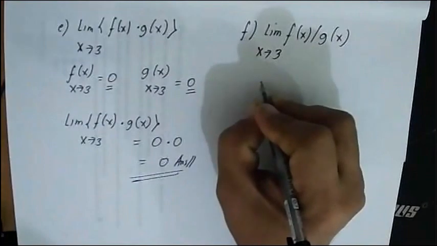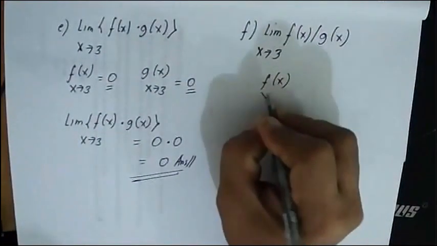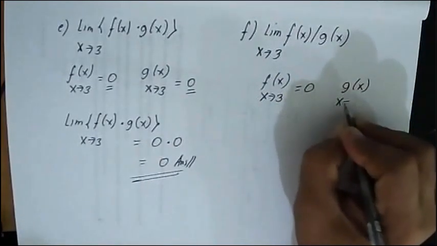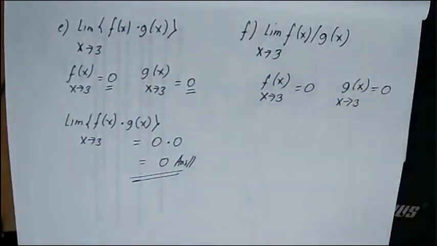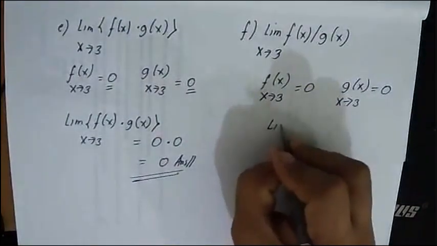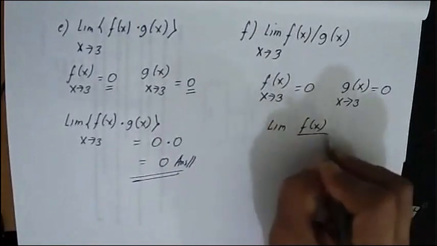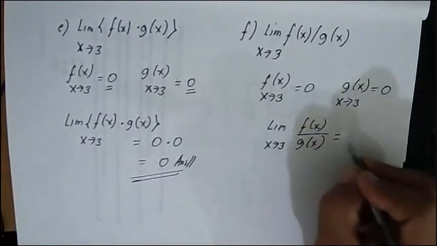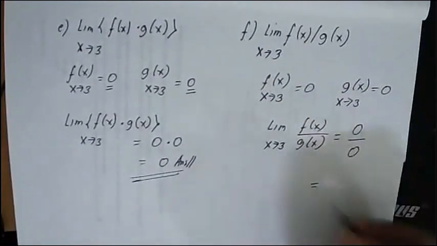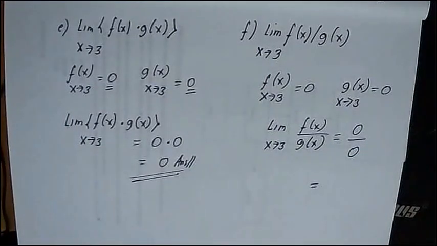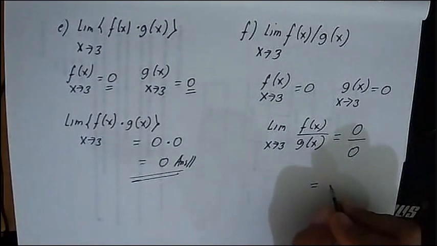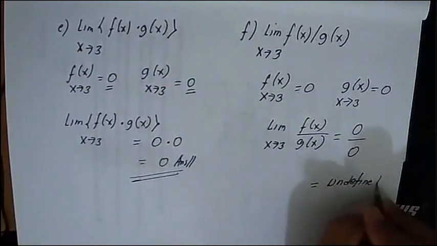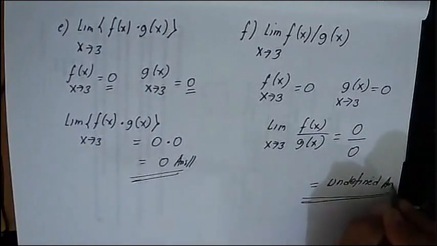For letter F, so pareho pa rin, function of x as x approaches to 3 is equal to 0. G of x as x approaches to 3, the answer is 0. So if we're going to divide, limit the function of x divided by g of x as x approaches to 3, so we have 0 all over 0. What is our answer? 0 divided by 0. So we have 0 po, or we have undefined. Okay? So that's our answer po.